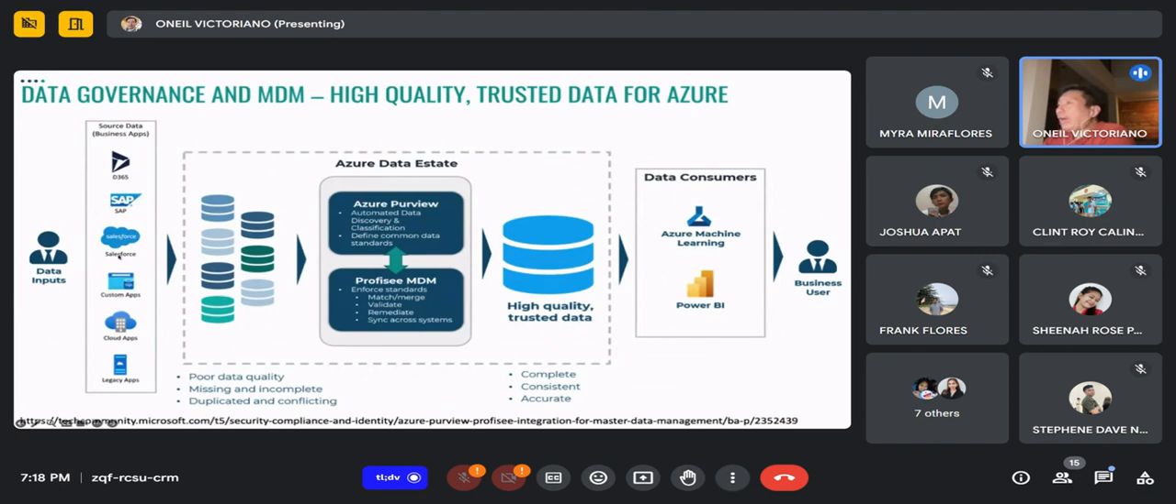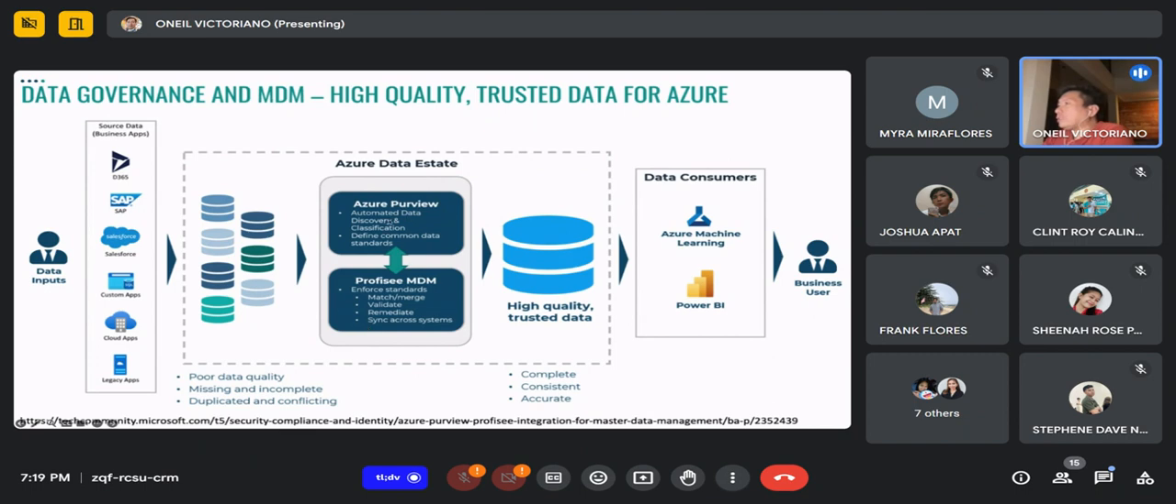So we have these different sources like Dynamics 365, no, the Microsoft Dynamics. We have SAP Business One for example, or Salesforce, or other custom apps and cloud apps or legacy apps. And then we have different data from that, no. And Azure MDM would do this one, no?